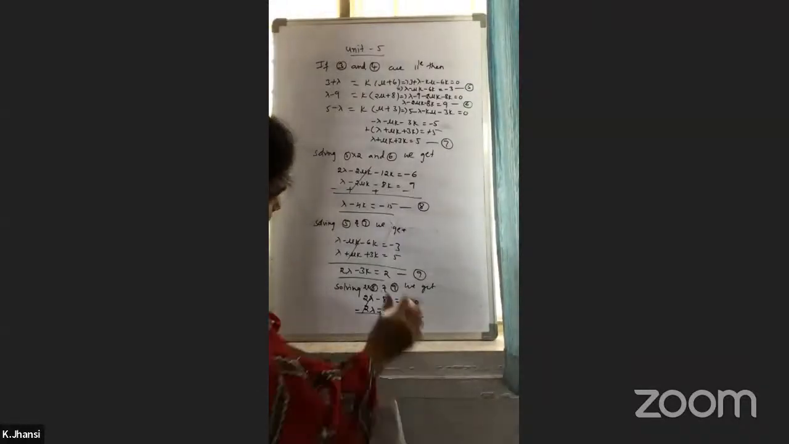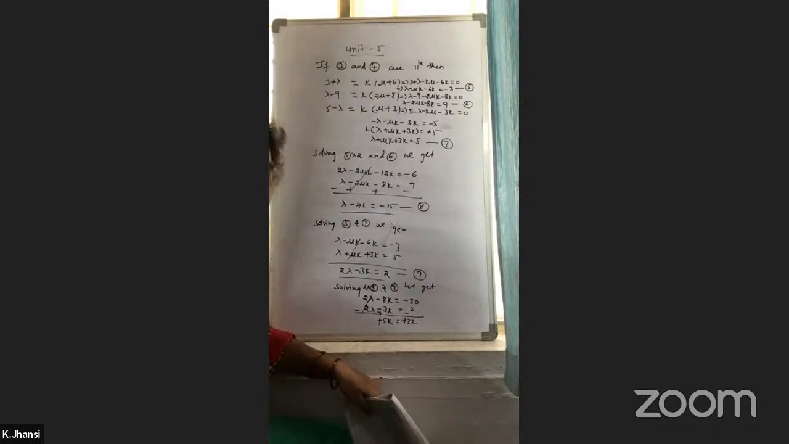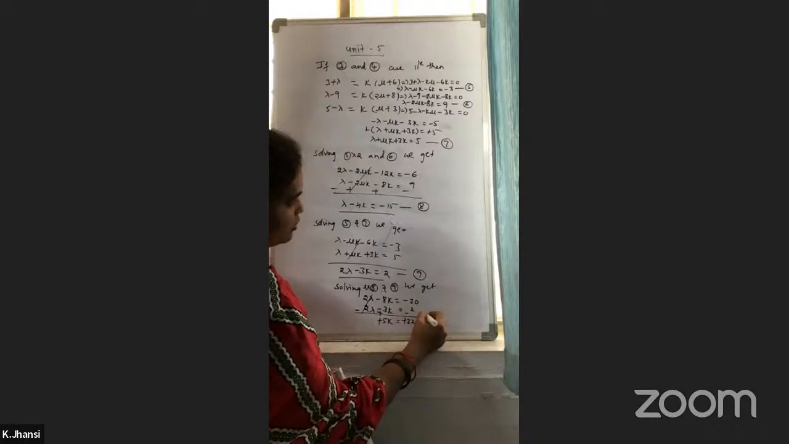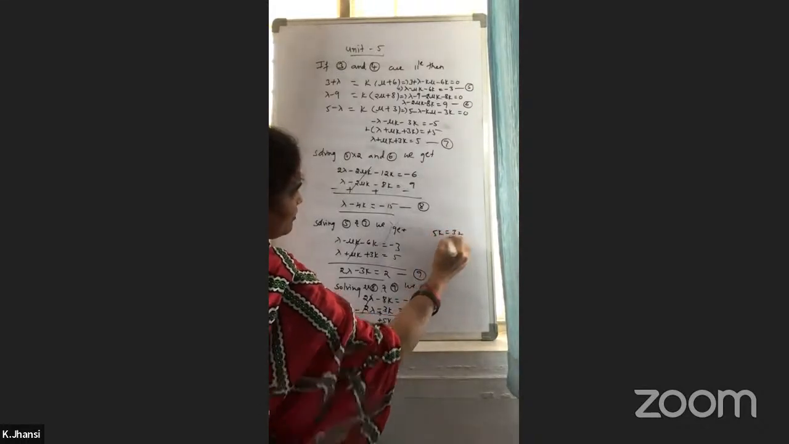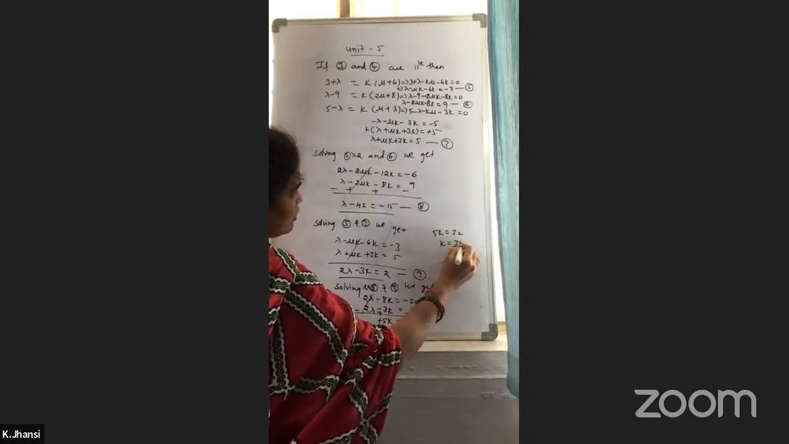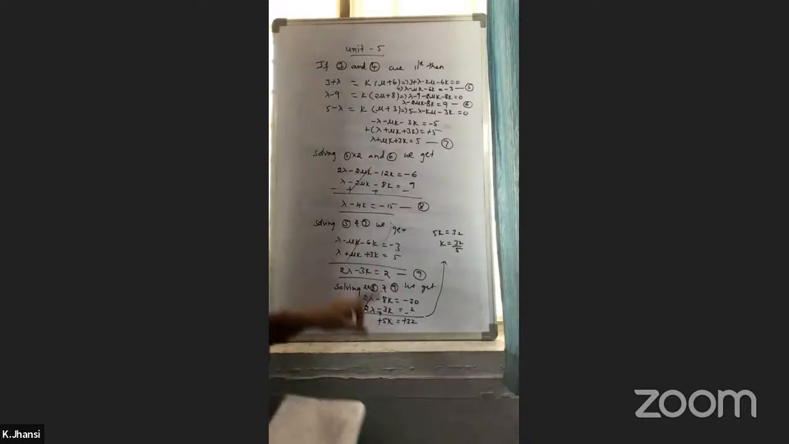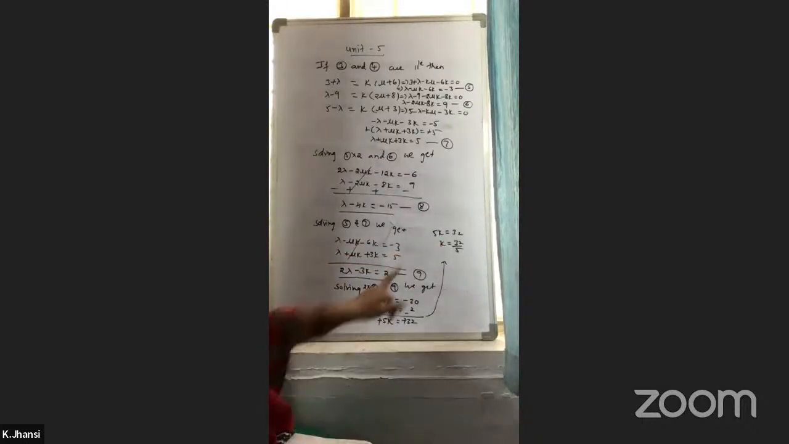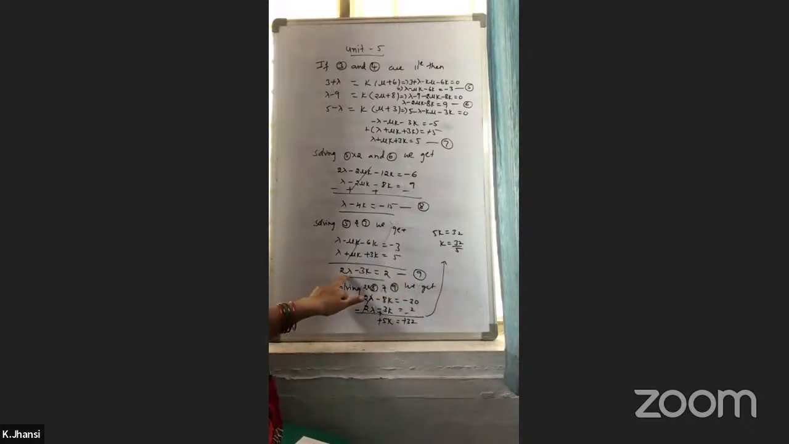So minus minus on both sides will get cancelled. Okay. When you solve this, what you'll get: 5k is equal to 32, so k is equal to 32 by 5. Okay. So now we have got the k value. So if you substitute this k value in 8 or 9, you will get the lambda value.